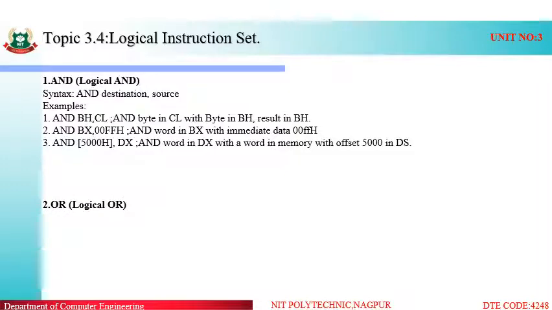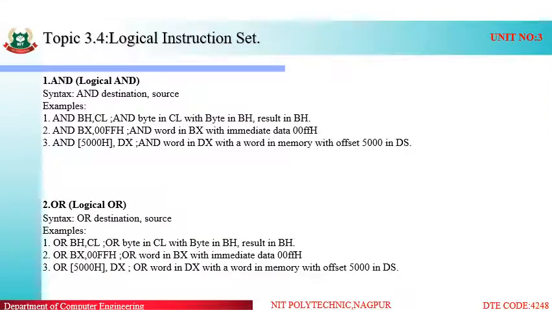Coming to the next instruction, that is OR. It performs the logical ORing of the data present in the source as well as destination. Syntax is similar to that of AND. So syntax is OR destination comma source. Example, OR BH comma CL, both are of 8-bit. So bit by bit ORing will be performed and the result will be stored in BH register.